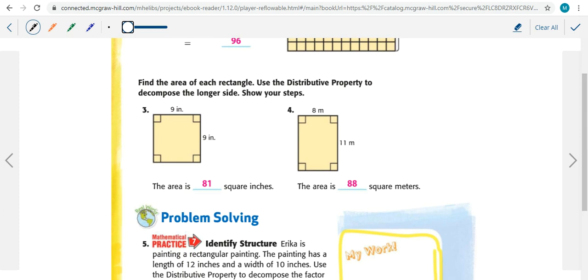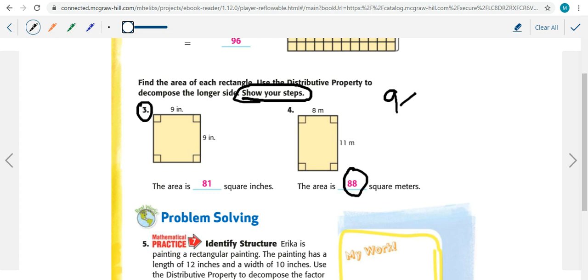Now, find the area of a rectangle. Use a distributive property to decompose the longer side. Show your steps. Now, I will do number 3 with you guys. You guys need to do number 4 by yourselves, but remember to show your steps. Do not only write the answer. Now, let's do number 3 together.